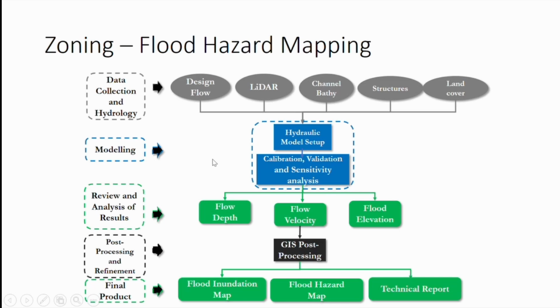The output of such a model will be flow depth or flood elevation and velocity. With this output, we can delineate the floodplain in terms of the floodway and the fringe. With such a map, called the flood hazard map, that can be incorporated into a zoning bylaw, where municipalities ensure developments are carried out according to that law.